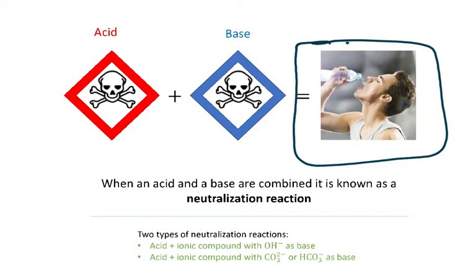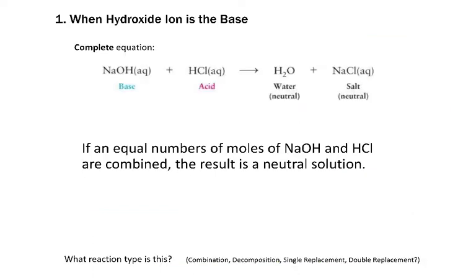Okay, so first, the case when we have hydroxide ion as the base, something like sodium hydroxide. So sodium hydroxide, NaOH, plus hydrochloric acid, HCl, forms water and salt, sodium chloride salt, and that's it. So this is cool, right? If equal numbers of moles of the base and the acid are combined, the result is a neutral solution.